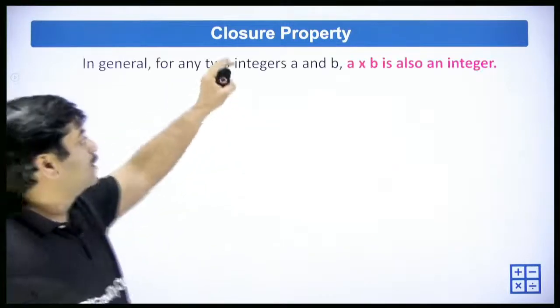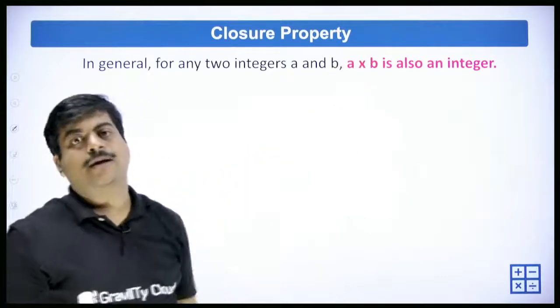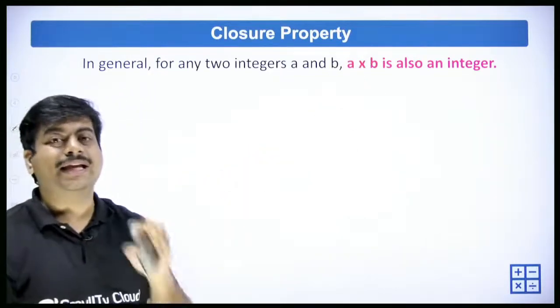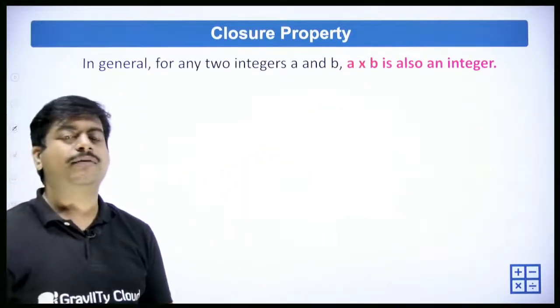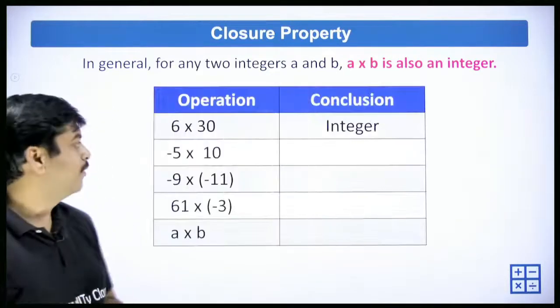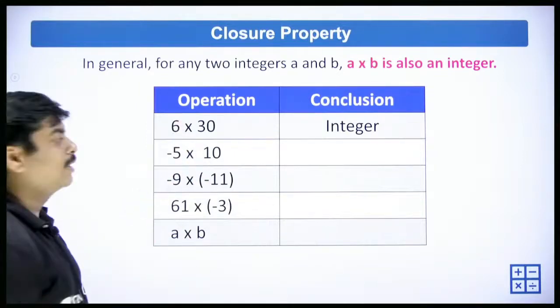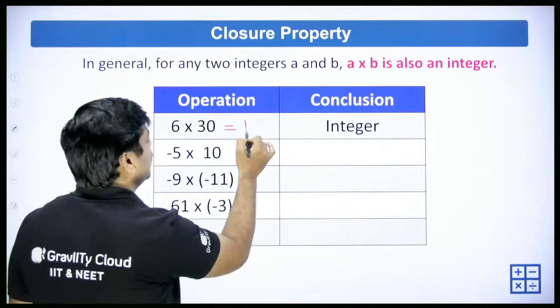Now we are going to discuss the same closure property with the multiplication A into B. So how can we see this one? Let us try to take different values of A and B. 6 into 30 is 180. Is it an integer?